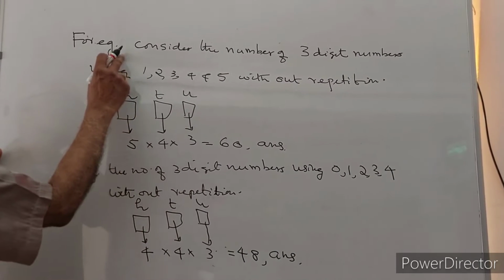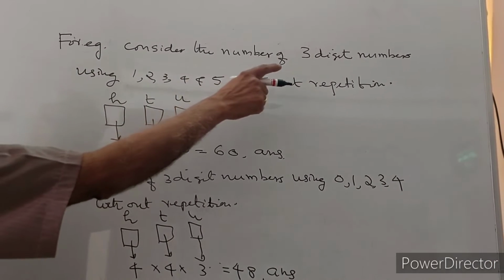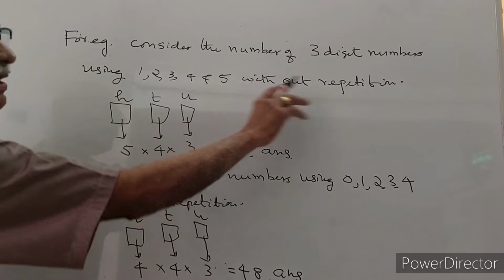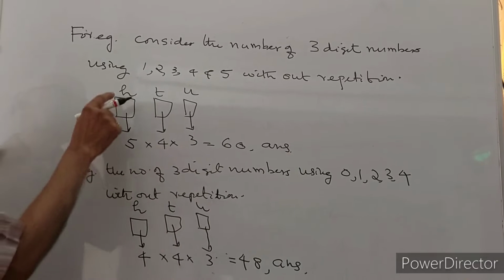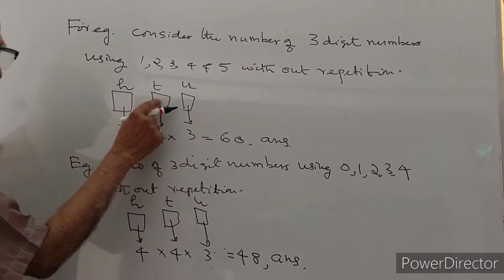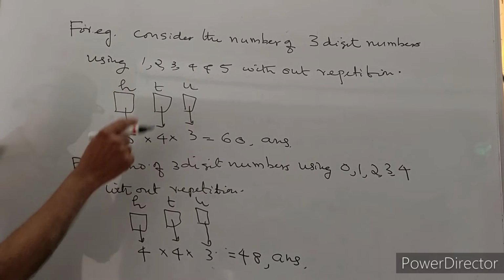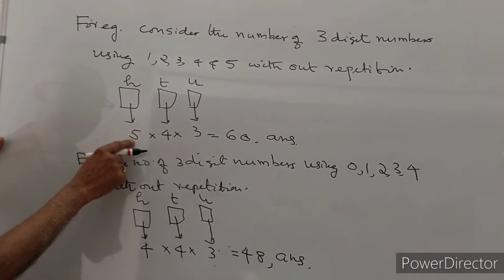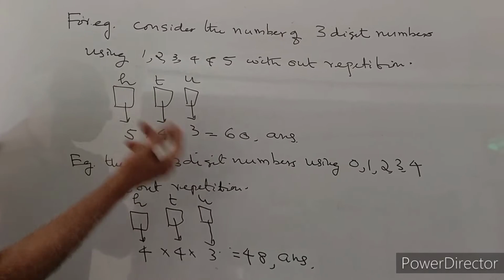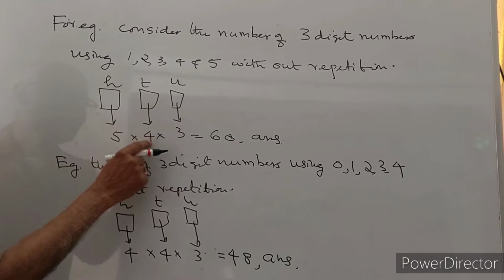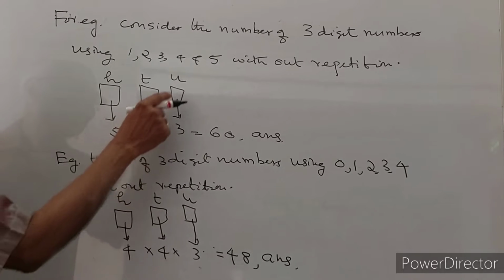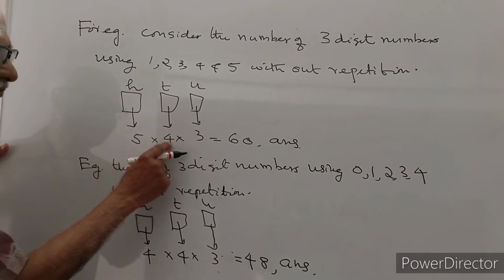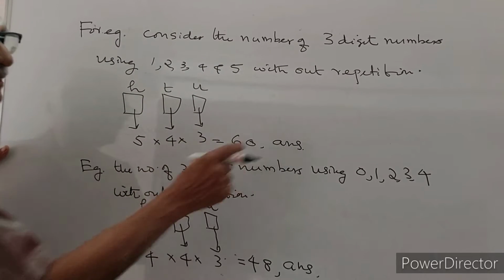Now we consider an example. The number of 3-digit numbers using 1, 2, 3, 4 and 5 without repetition. Now unit place, 10th place and 100th place. Now the 100th place can be filled using any of these, so it can be filled in 5 ways. There is no repetition, so the 10th place can be filled only in 4 ways. And the unit place in 3. And by the fundamental principle, it is 5 into 4 into 3, 60 is the answer.